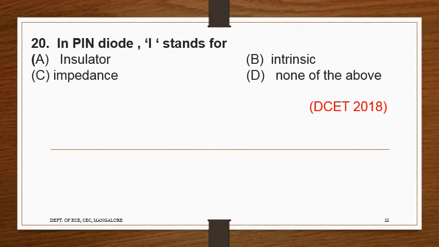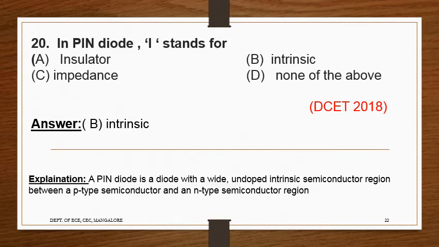In PIN diode, the I stands for A insulator, B intrinsic, C impedance, D none of the above. Answer is B intrinsic. A PIN diode has a wide undoped intrinsic semiconductor region between a p-type semiconductor and an n-type semiconductor region.